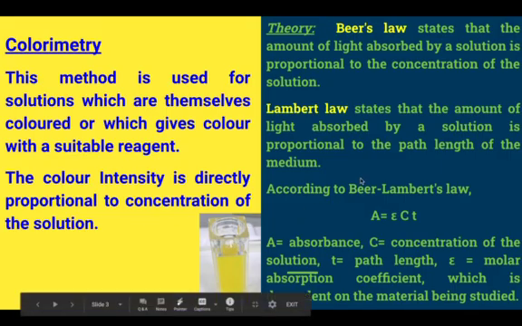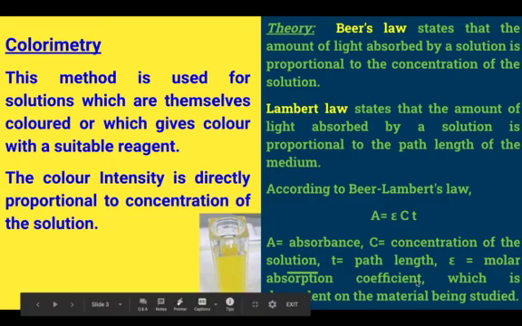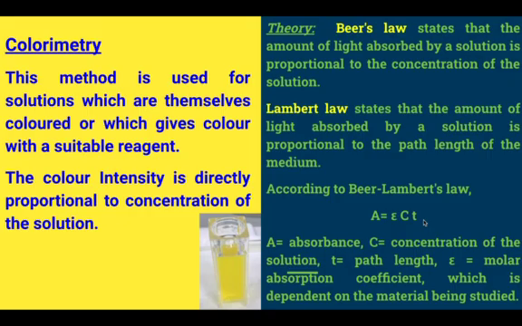So, as per Lambert's law, absorbance is directly proportional to the path length. Path length is indicated by the letter t. So, according to Beer's law, absorbance is directly proportional to concentration, whereas according to Lambert's law, absorbance is directly proportional to the path length or the thickness of the medium, represented as t. So absorbance is directly proportional to C and t. By removing the proportionality sign, absorbance is equal to a constant, called the molar absorption coefficient, into C into t. So this is called Beer-Lambert's law.